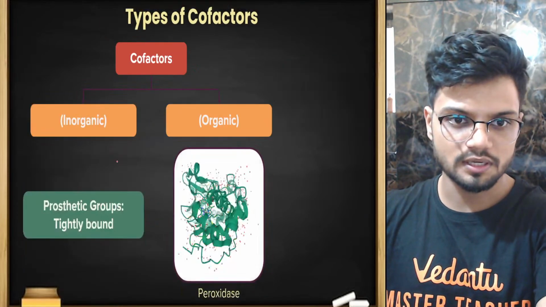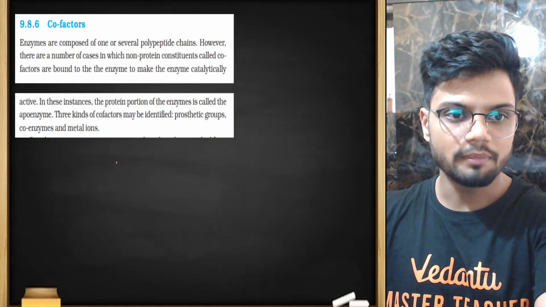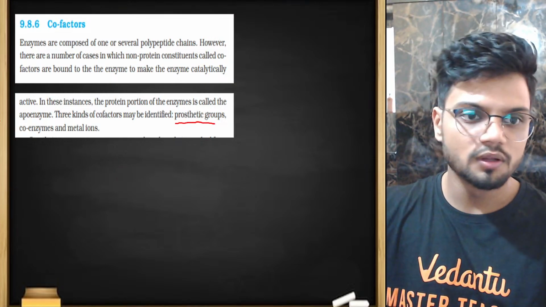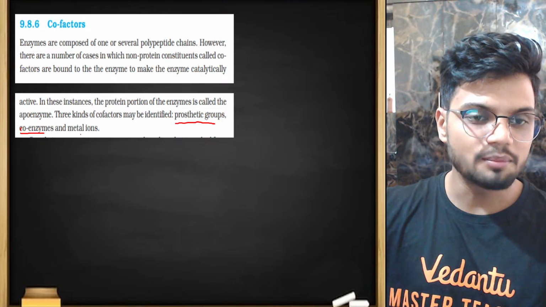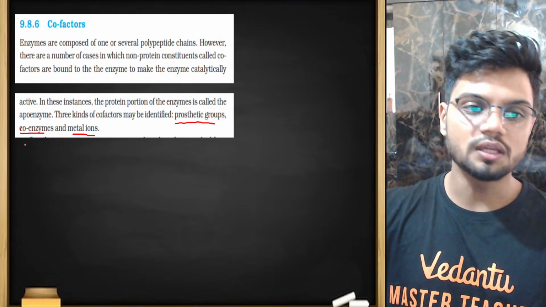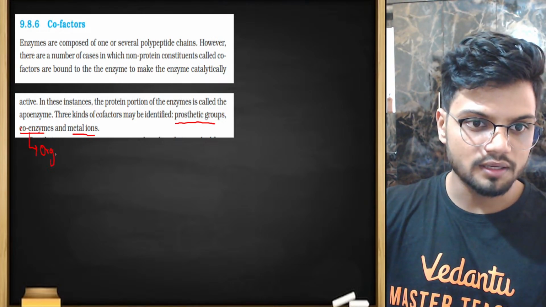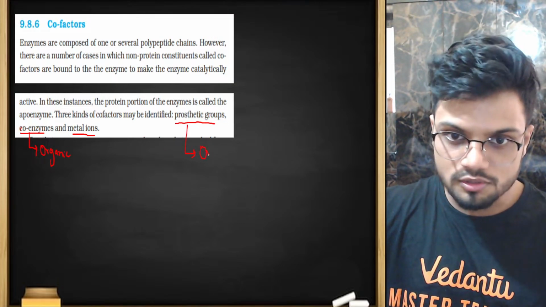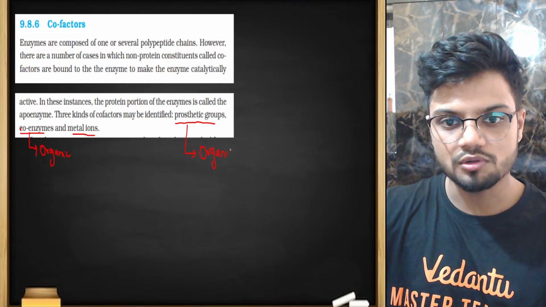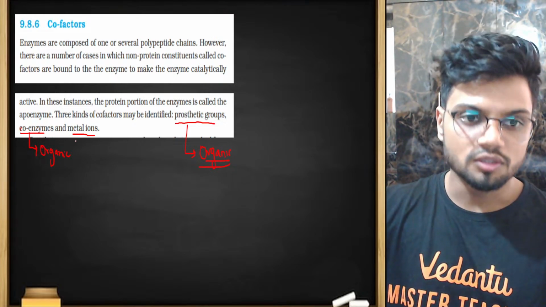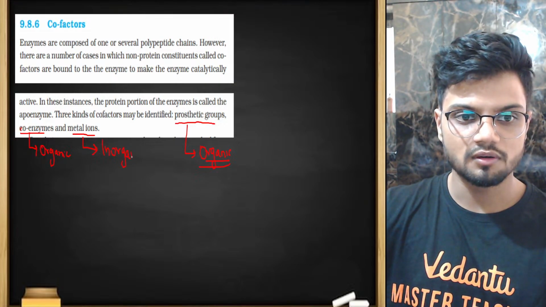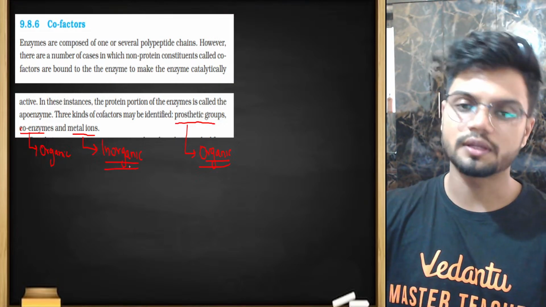For example, students, let's read what is given here. Mainly of three types: one is called prosthetic group, coenzyme, and metal ion. Out of these three, coenzyme is organic, prosthetic group is also organic in nature. The only inorganic one is metal ion.